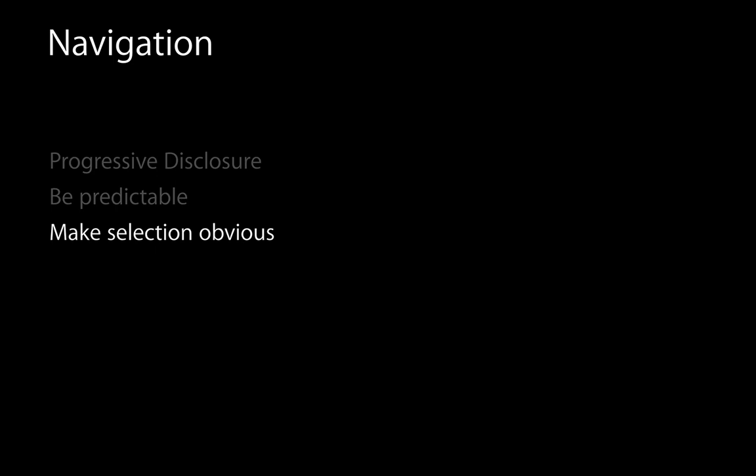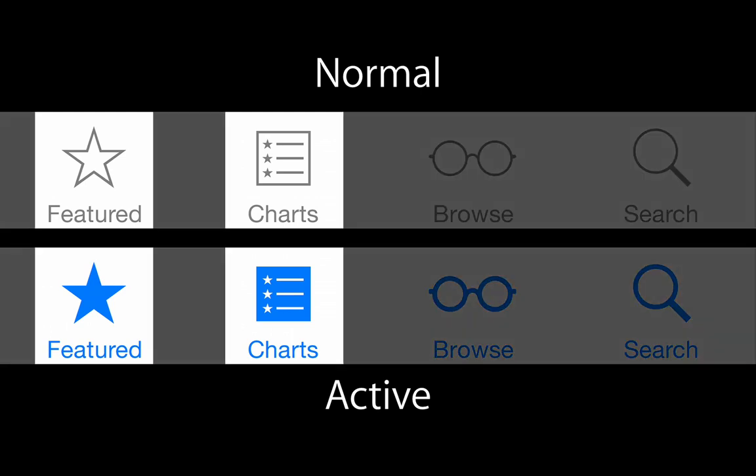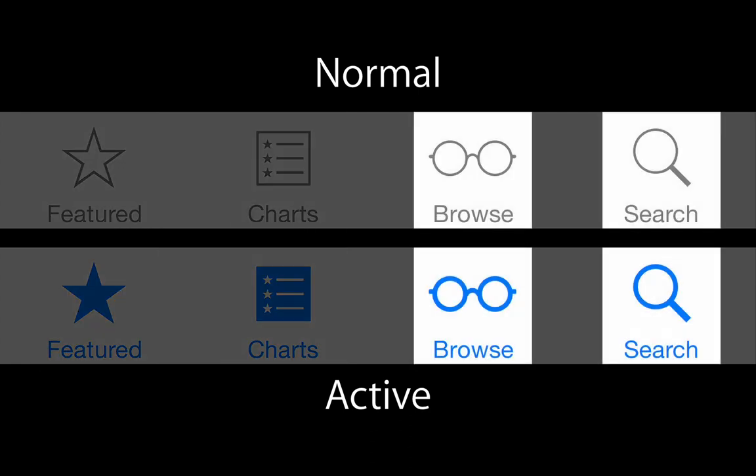Now, the next point is really obvious, but it's worth talking about anyway. And that is that selection needs to be immediately obvious. On iOS tab bars, for example, we use color to show selection. And we also use shape. So on the left-hand side, you can see sometimes icons get filled in. And on the right side, you can see that sometimes they get thicker. Now, part of the reason for this is that it makes it easier to see the selection color. But there's another reason for using a thicker or filled-in shape.